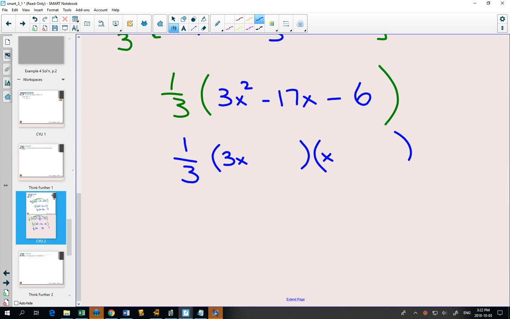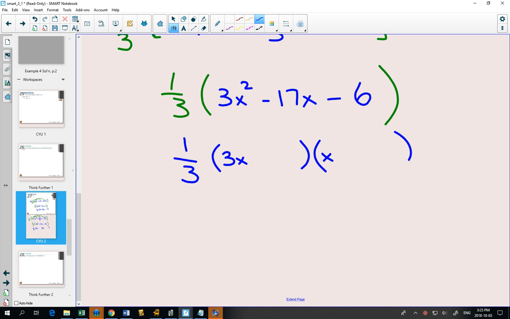Sometimes when trying to figure this out, the best way is to just try one at random and see if it works. So what two numbers multiply to give you 6? 2 and 3. So if I put 2 here and 3 here, what's my outside? It's 9. My inside is 2. Does that make 17? No. So 2 and 3 doesn't work.